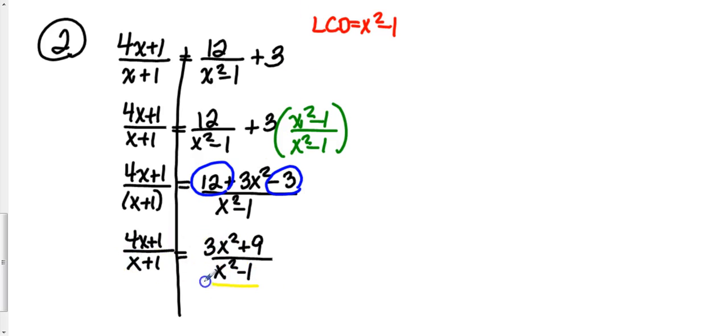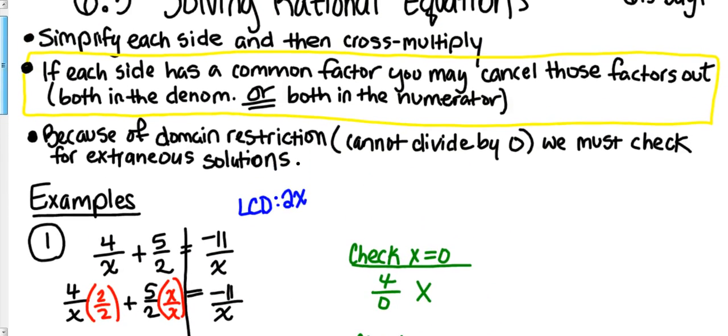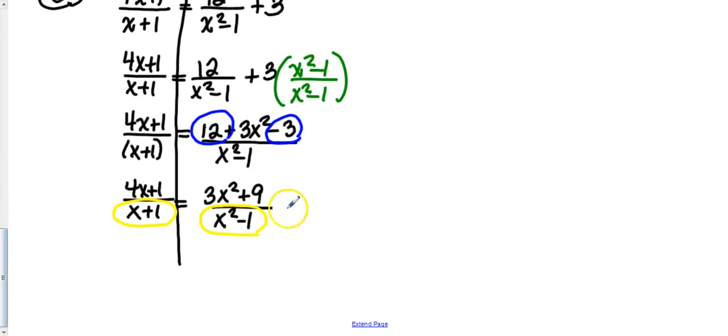When I look at these denominators, this is where we're going to get into that highlighted note that I had mentioned was really important. We said if each side has a common factor, you may cancel those factors out, but both have to be in the denominator or both in the numerator. So for example, right here, I have x squared minus 1. I can get x squared minus 1 in this side too if I multiply by x minus 1. So watch what happens here. Now I've got x squared minus 1 and x squared minus 1, so these cancel out.